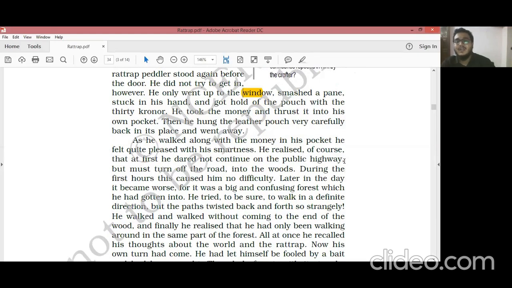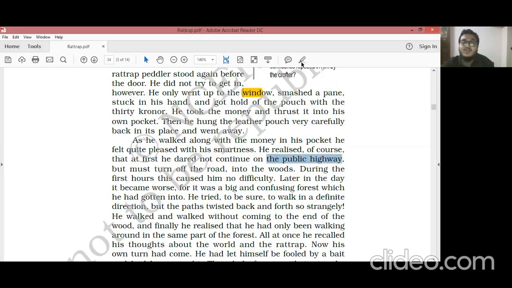In the very beginning, he did not dare because he had done something wrong. When you do wrong, there will be fear in your mind. You won't be happy. Someone will catch me, someone will tell something, someone will do something. There will be fear in your mind. That's why, due to the fear, he did not continue on the public highway.